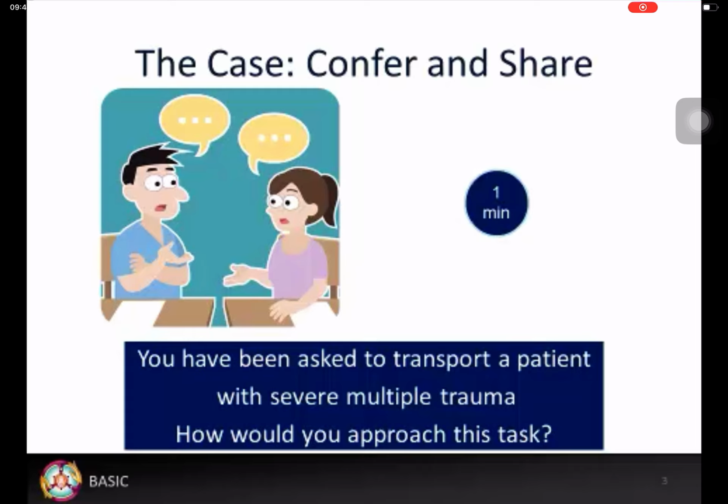You've been asked to transport a patient with severe multiple trauma. How would you approach this task? Have a think about it for a minute.